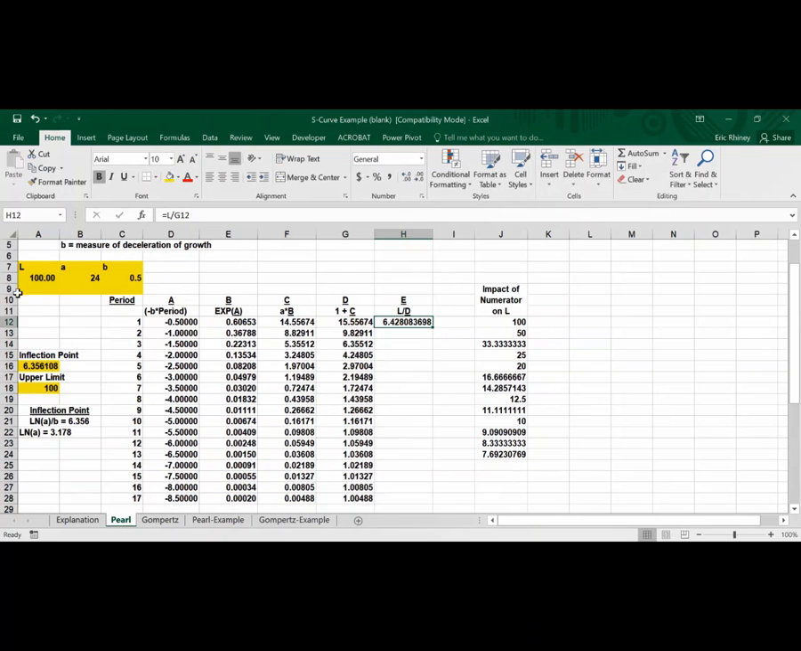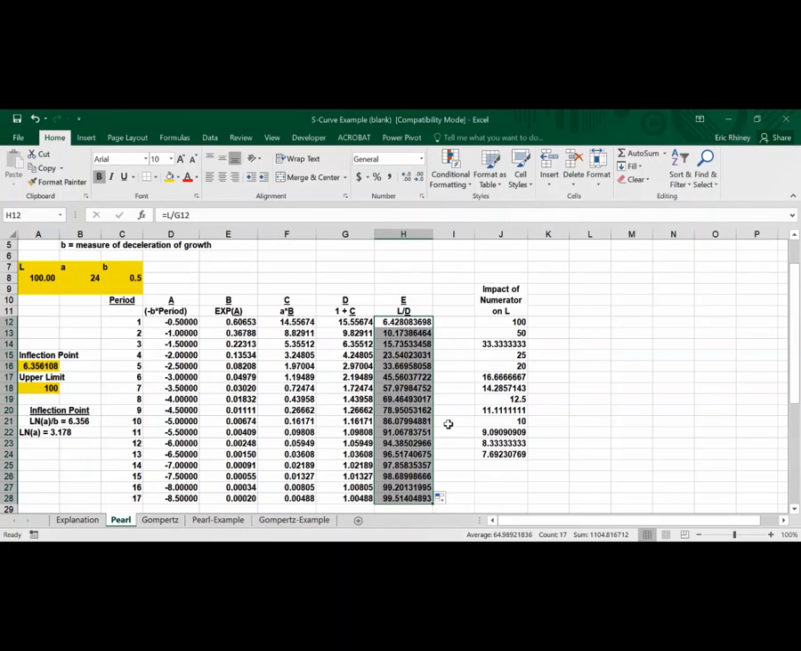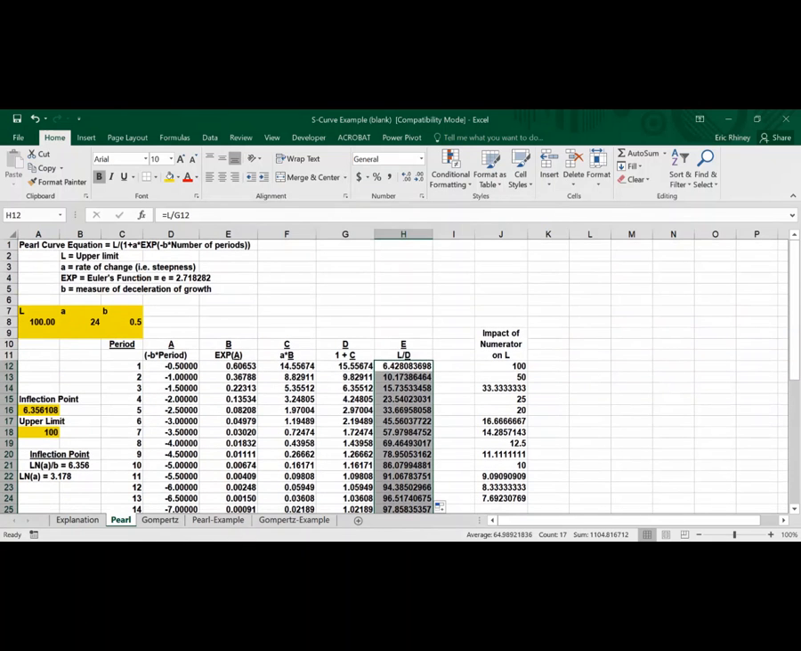So here, remember our limit is 100, we're at 6, and we can see that we move up and we accelerate in here, then we start decelerating, and we really, really slow down as we begin to reach 100. And that gives you an understanding of how this Pearl curve equation is working. All right.